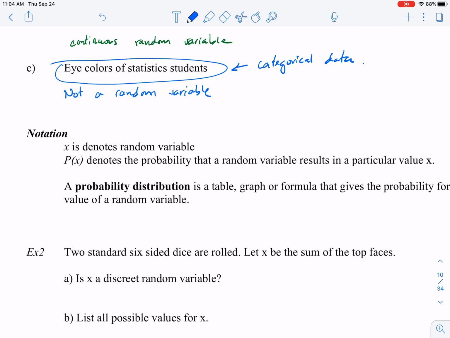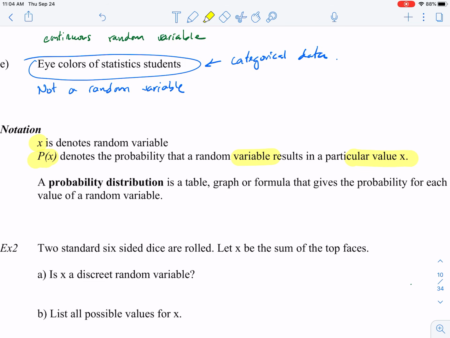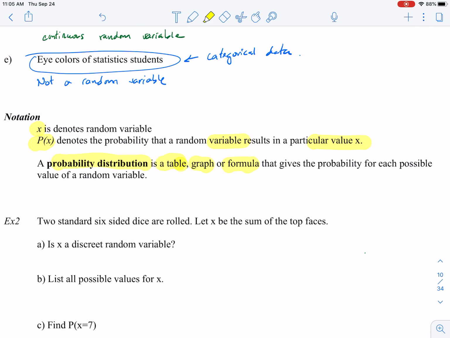In this chapter, x denotes the random variable, and P of x denotes the probability that a random variable results in a particular value x. A probability distribution is when we look at all the outcomes for a procedure and then display that as a table or graph or formula, which includes all the probabilities for each possible value of a random variable.